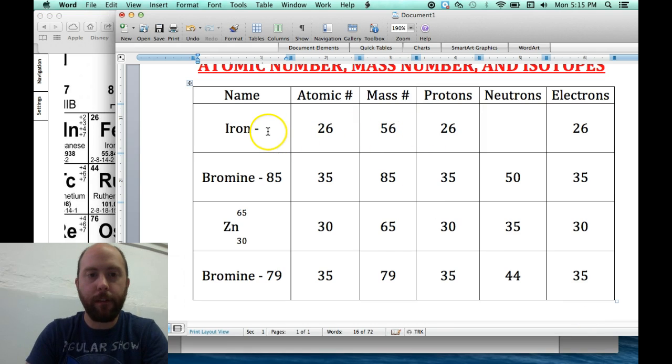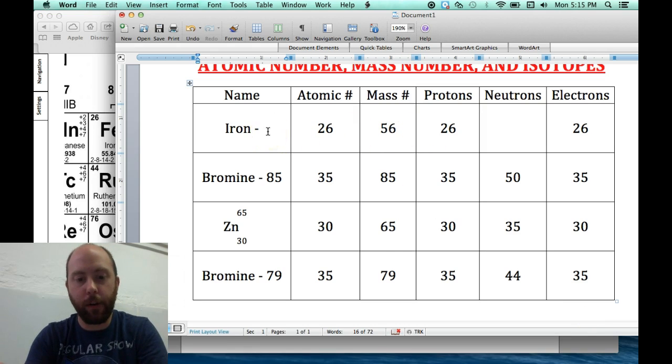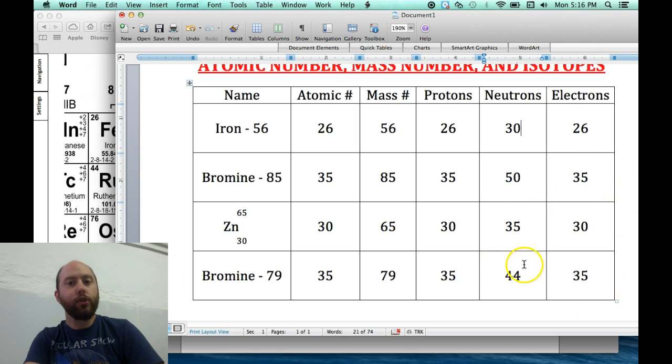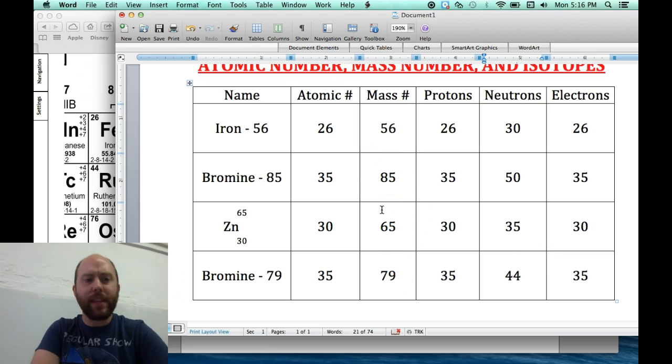So, 55.85 or 55.845, that rounds to 56. 56 minus 26, that's 30. And there you go. Now notice, look at these. Bromine and bromine. They have different masses. No, the atomic numbers are the exact same. The protons are the exact same. The electrons are the exact same. But the neutrons are different, which means the mass numbers are different. There's a special name for that. Those are called isotopes. Isotopes.